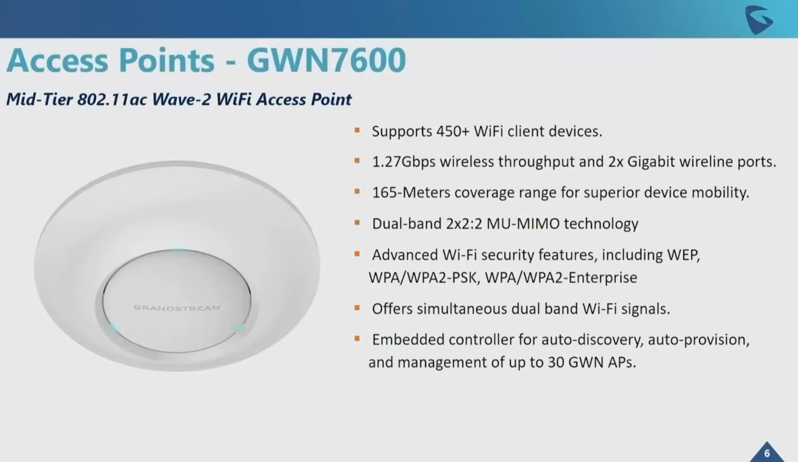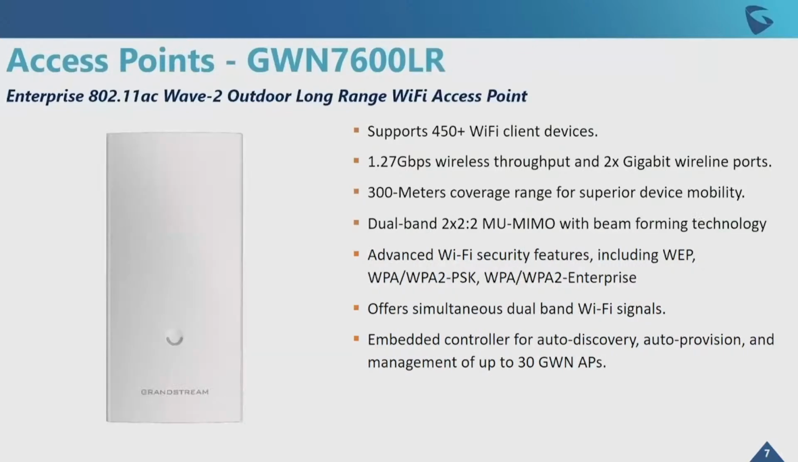Okay. And our latest release is our first outdoor long-range access point, the GWN7600LR. Again, this is an 802.11 AC Wave 2 device. Has all of the great features of the GWN7600, except for the fact that it has an outdoor weatherproof casing, as well as an increased coverage range of 300 meters. And the 7600 and the 7600LR both support beamforming technology, which we'll cover more later.